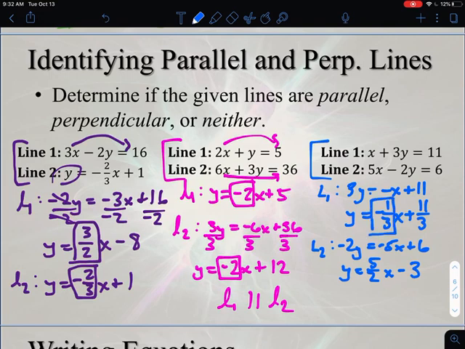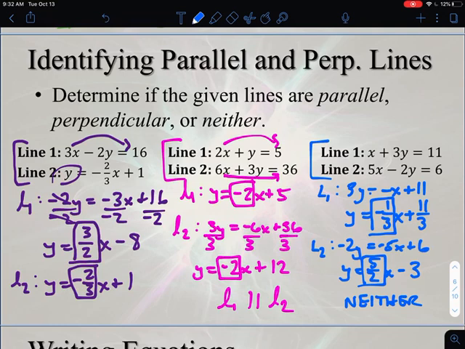So now if I look at my slopes, I've got a negative 1/3 and I've got a positive 5/2. Well, those are definitely not the same. If I look at opposite reciprocal, I don't have the same fraction. I have 1 over 3 and 5 over 2. So in this case, these lines are neither. They're not parallel because they're not the same. They're not perpendicular. They're not opposite reciprocals.